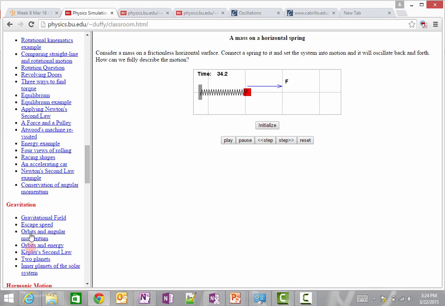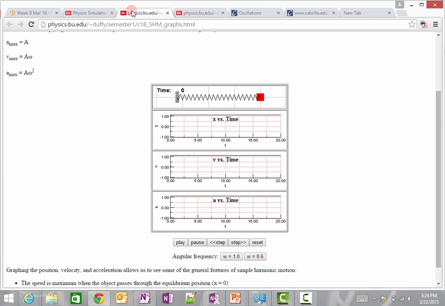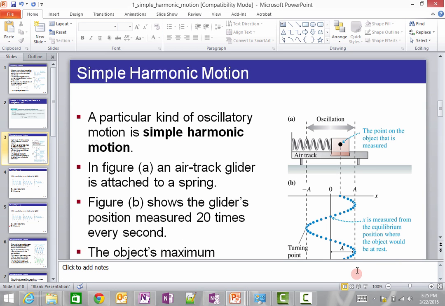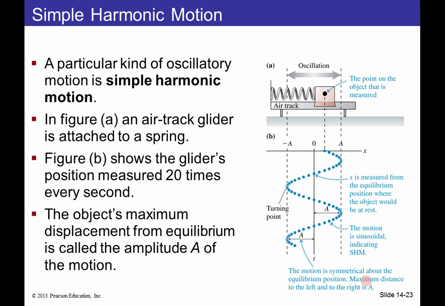If we were to plot this motion, this is how it would look. This is the position versus time. Here we have velocity versus time. And here we have acceleration versus time. Notice that at the time the position is maximum, the velocity is minimum, is 0. All right, so that is a simple harmonic motion.